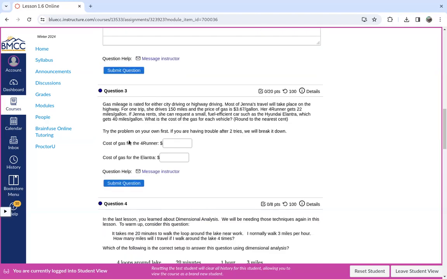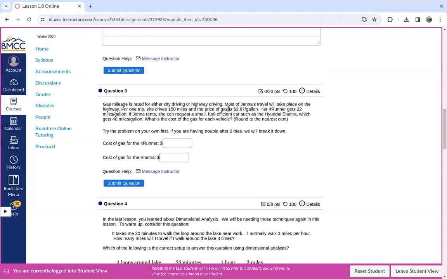Next, gas mileage is rated for either city driving or highway driving. Most of Jenna's travel will take place on the highway. For one trip, she drives 150 miles, and the price of gas is $3.67. What a deal. Her 4Runner gets 22 miles to the gallon. If Jenna rents, she can request a small fuel-efficient vehicle, such as a Hyundai Elantra, which gets 40 miles per gallon. That's nice. What's the cost of gas for each vehicle?